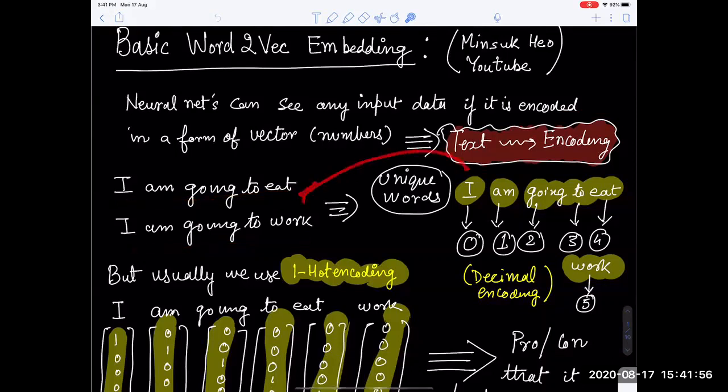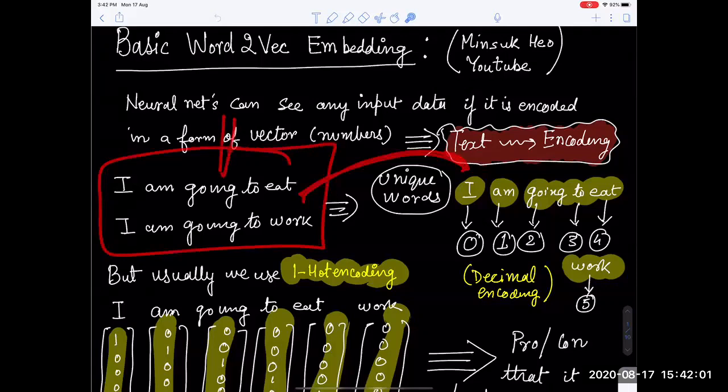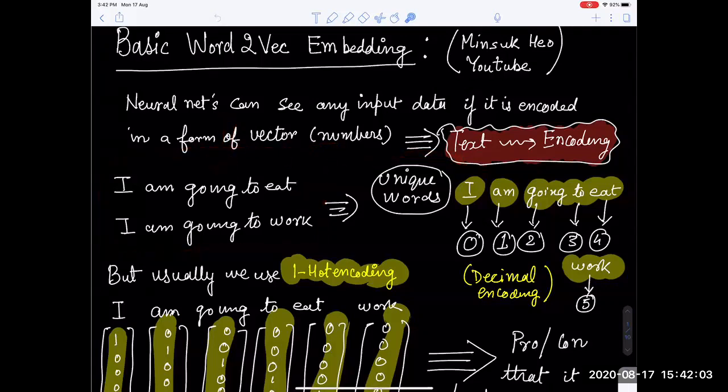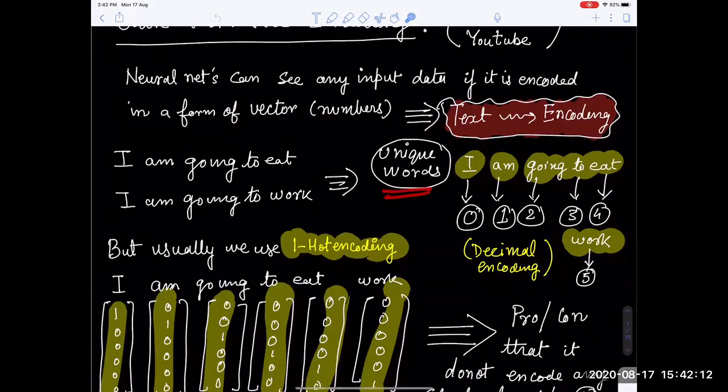Now, suppose I have the sentences "I am going to eat" and "I am going to work". I need to find out what the unique words are. This is going to be my corpus, the data over which I am going to work. I am having 2 sentences; you may have 50 sentences, 1,000 sentences, or 50,000 sentences. Out of that, you need to come up with the unique words that you have.